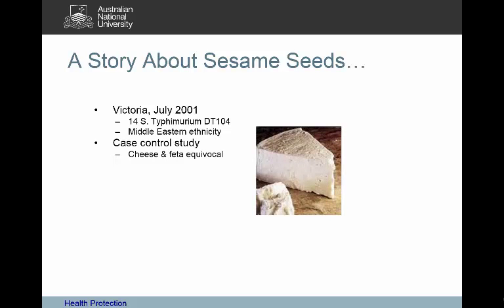The health department had investigated and thought that cheeses and yogurt were common foods consumed by all the cases, which is not surprising when you think about people from the Middle East. Anyway, they did a case control study and they found that cheese and feta were equivocal, so there was no strong association between eating these foods and becoming ill.